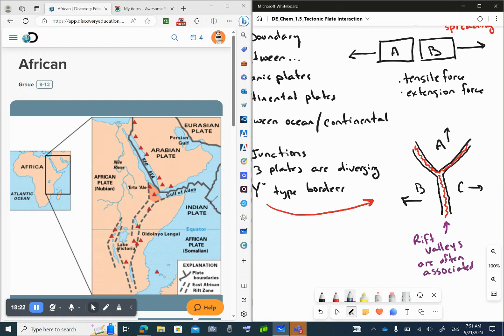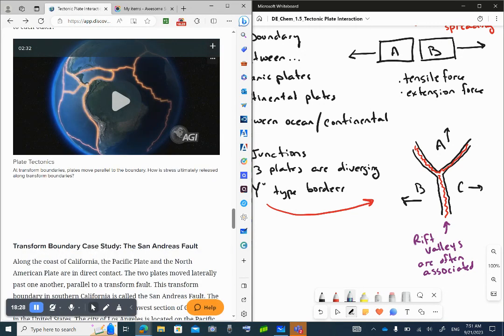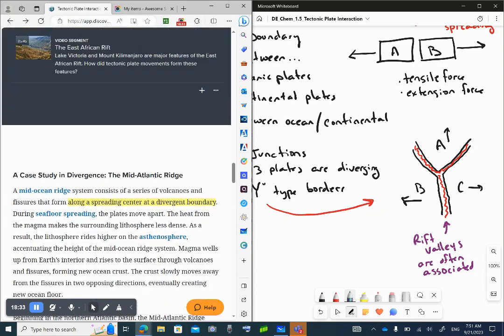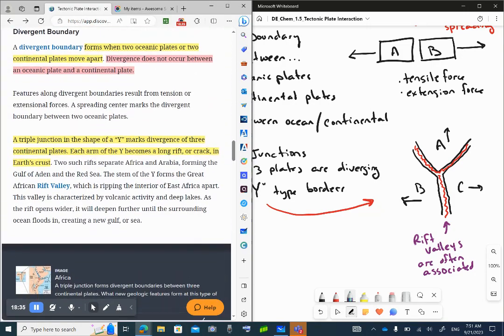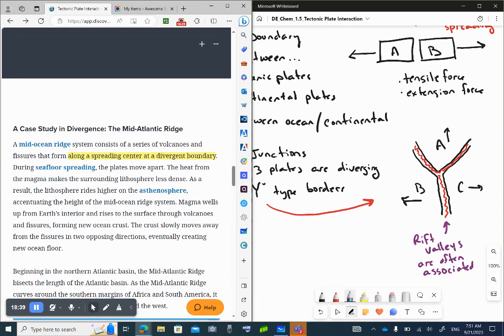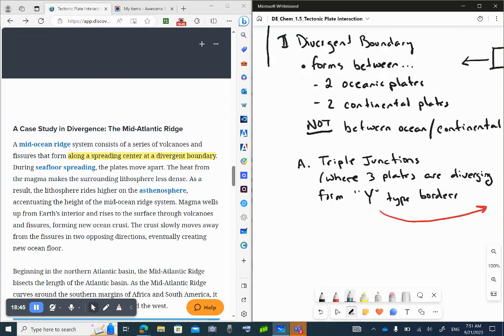Okay. And let's just go back to our text there, make sure we're getting everything. And then they also have a case study for you, the Mid-Atlantic Ridge, which we've already talked about a little bit in the last chapter, okay?